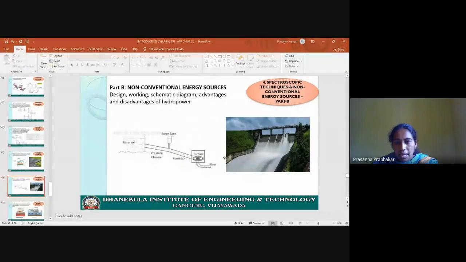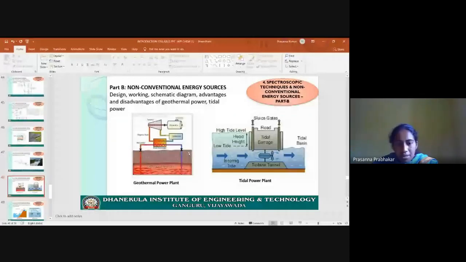Next, this is the example of a hydropower plant. By using reservoir water, how to convert it to electrical energy? By using a hydropower plant. This information is clearly explained through some videos. Next, geothermal energy. How to extract heat from the underground part of the crust? How to convert that heat to electrical energy by using a geothermal power plant? That also we will discuss in further classes.